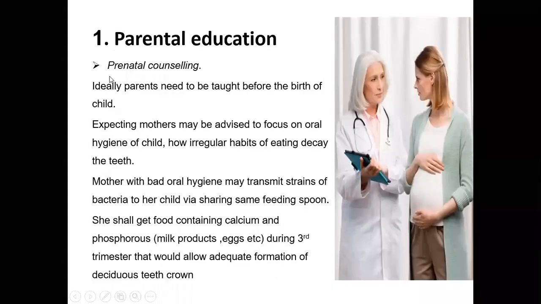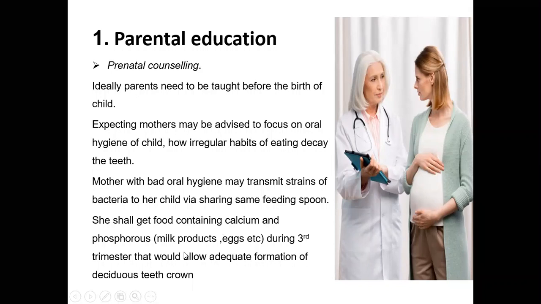One was the prenatal counseling, where the mother has not yet given birth to a child. Here we guide the mother on how to keep the baby's hygiene clean and what habits to focus on. If there is any abnormal habit like thumb sucking or mouth breathing, it should be noticed. And we guide what food she is supposed to take, food containing calcium and phosphorus, for adequate health and formation of the deciduous tooth crowns.